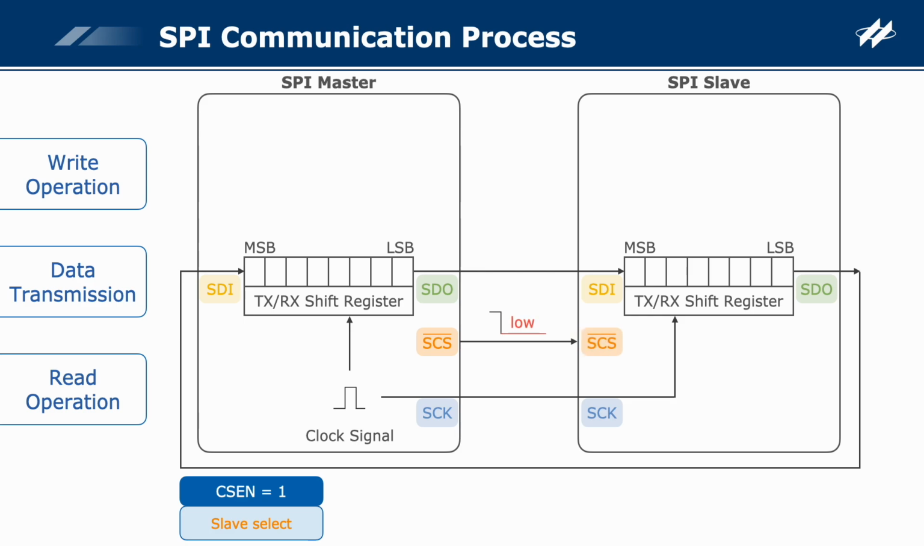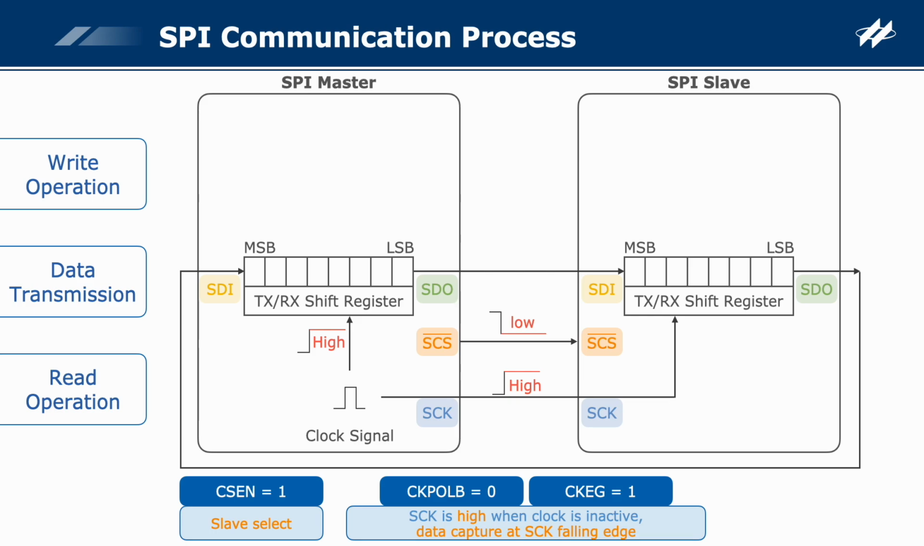When the CSEN bit of the slave is set to 1, the master needs to provide a low level to the slave's SCS pin to select the slave. If the CKPOLB and CKEG bits of the master and slave are set to 0 and 1 respectively, the SCK is high when the clock is inactive without data transmission, and the data transmission starts when a falling edge occurs. Here we set the MLS bit of the master and slave to 0, so the data is transmitted with the lowest bit first.